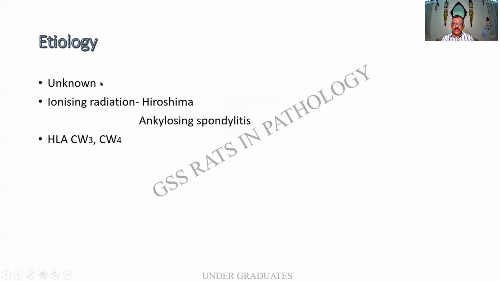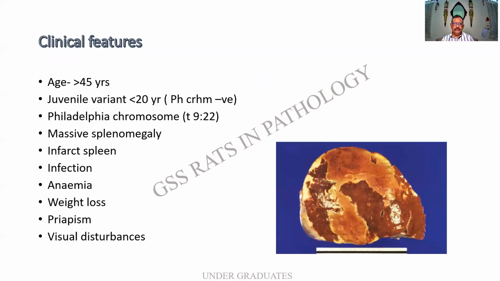Etiology. It is generally unknown. Many a time it has been an incidental finding. Ionizing radiation has been implicated in the causation. And after the Hiroshima and Nagasaki disaster, or patients going in for ankylosing spondylitis and radiotherapy, they develop CML or any other form of malignancy. Also, it is said to be associated with HLA CW3 and CW4. HLA means human leukocyte antigen.